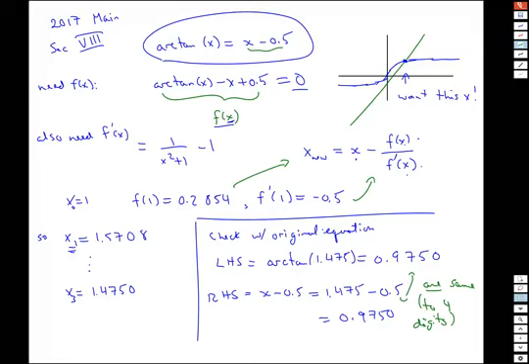And that's what we mean by a solution. If I plug the number x into the left and into the right, I get the same value on both sides of the equation. So x equals 1.475 is close to the exact answer. It won't be perfect because we can't solve it exactly, but we certainly have it down to 4 digits of accuracy.